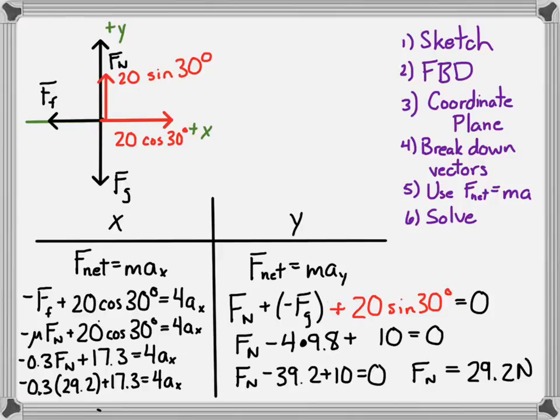Now this is an equation I can solve for the acceleration in the x direction. Unfortunately, I've run out of room, but I will get to the chase and tell you that the acceleration I came up with is 2.1 meters per second squared along the positive x direction. So that's how you'd find acceleration when you have a force that is applied at an angle.